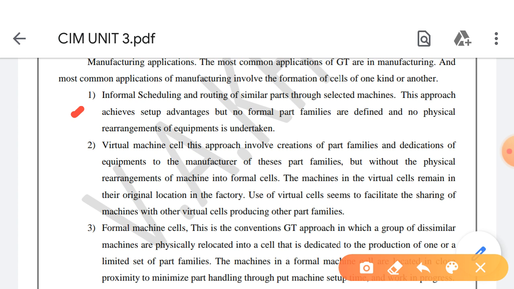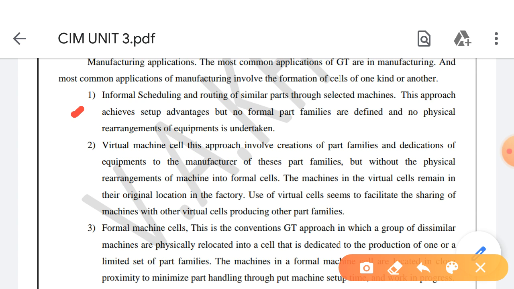The second one is the virtual machine cell. This process involves creation of part families and dedication of equipment to the manufacture of these part families. What does it mean? You can move machines from one place to another, so according to the group of components you can change the machines. You have to dedicate certain equipment to certain part families.